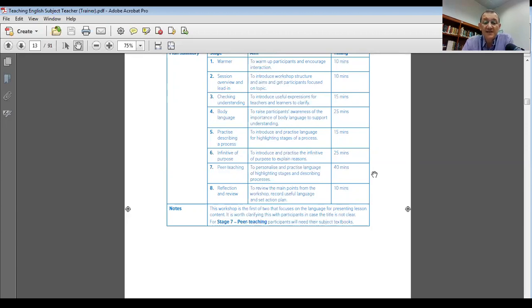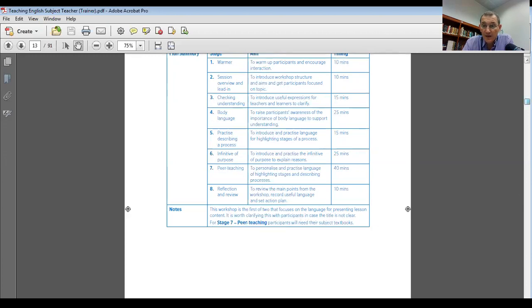Finally, step 8 is the reflection and review. And once again, and this is the same for every one of these units, they will record useful language, language that they feel is useful from this session, and they will write an action plan. You can give them 10 minutes for this. Remember, this is the first of 2 units or workshops which focus on language for presenting lesson content, and there will be another one later in the course.